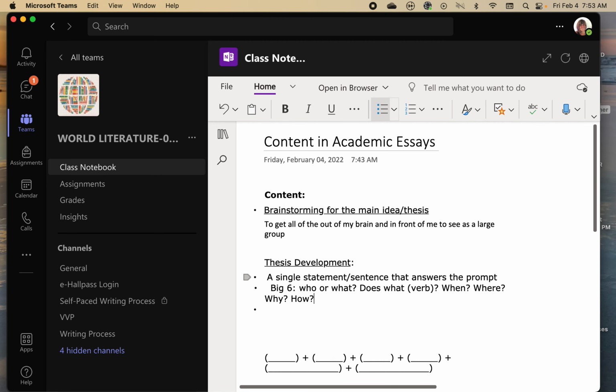Now, let me be clear on a thesis statement. It does not have to have all of the big six, because sometimes the when and the where are pretty similar, so you don't need to have separate answers for those.